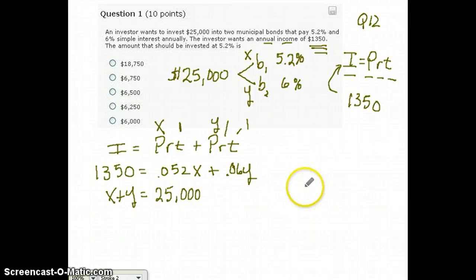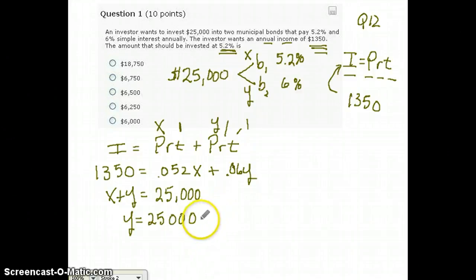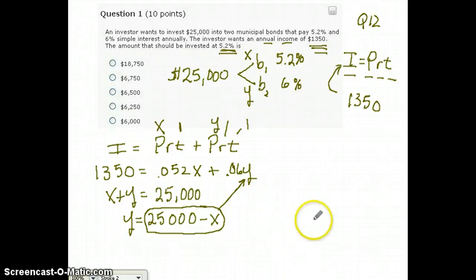Now, there's a lot of ways to do this problem. Probably the easiest way is to solve this for one of the variables. It says the amount that he should invest at 5.2%, and that one was X. So let's solve this for Y in terms of X. If I solve for Y, I have Y equal to $25,000 minus X. This expression represents Y, and I'm going to substitute it in for that Y. Once I do that, I'll have one equation with one unknown.